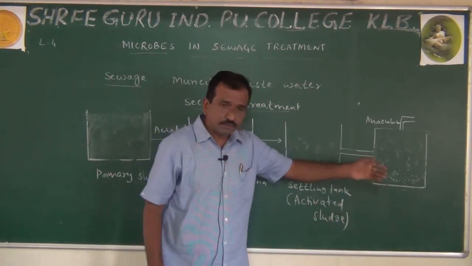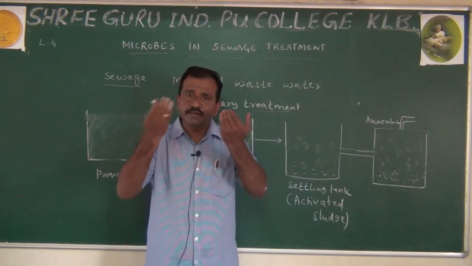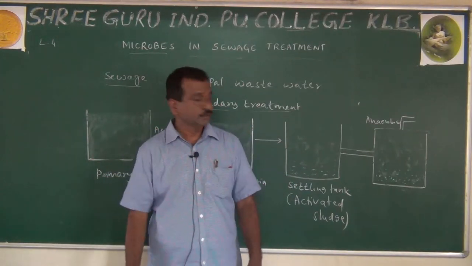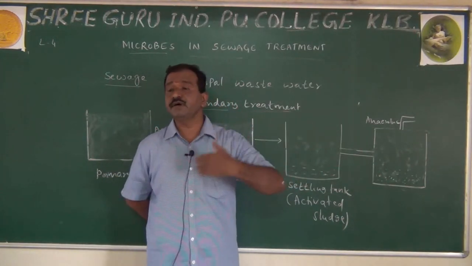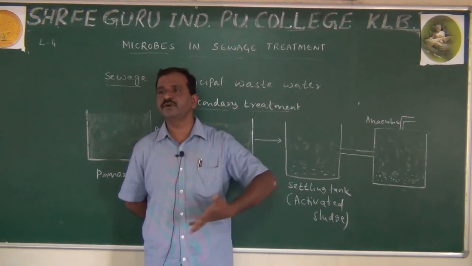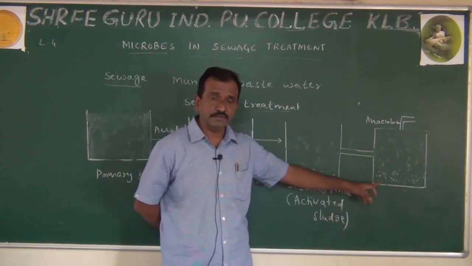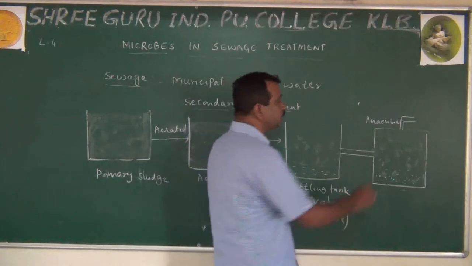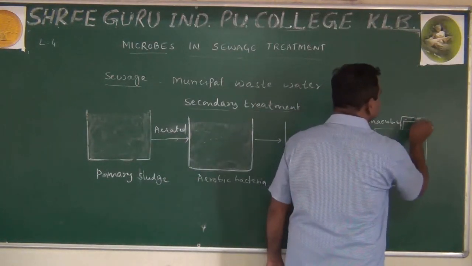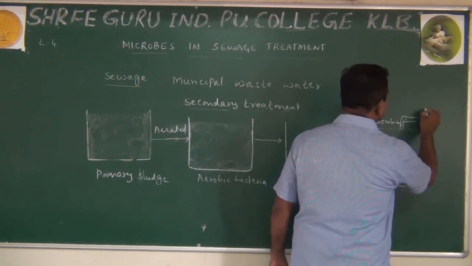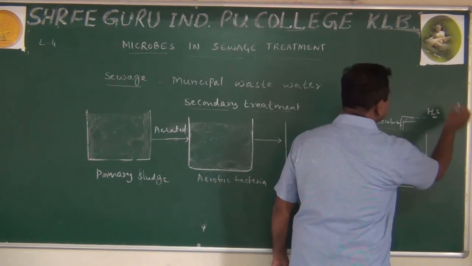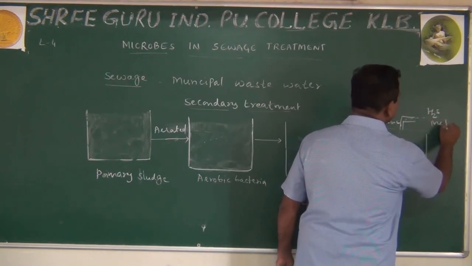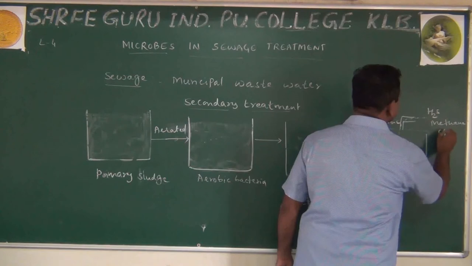They start consuming the aerobic bacteria. All the anaerobic bacteria consume them. So, during the time of digestion, normally they are releasing certain gases. Now, we have gases in there, normally H2S, hydrogen sulfide, methane gas and carbon dioxide.